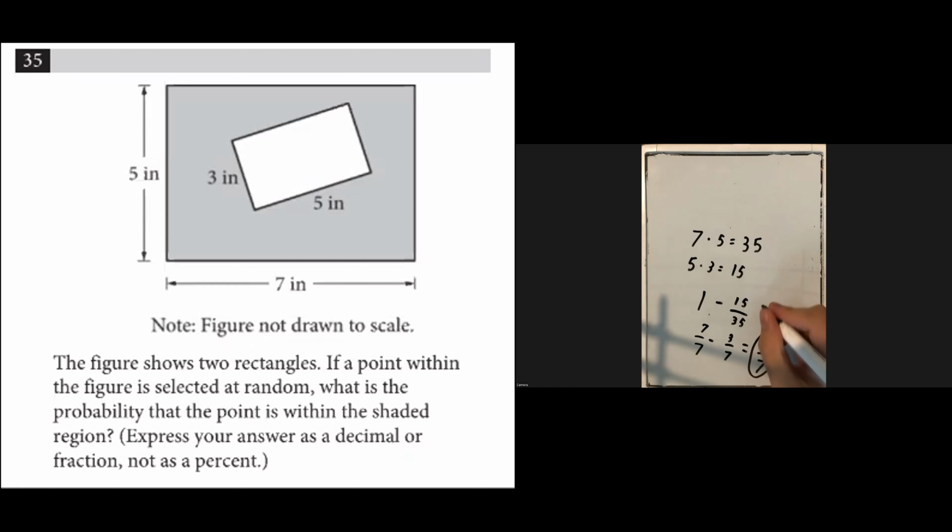You could have also put the answer choice as 0.571. These two are the same thing. It's just that typically writing fractions is going to be easier because you don't have to deal with rounding.